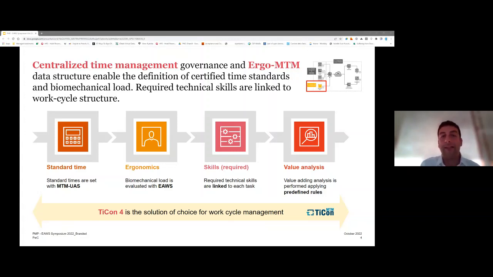A standard set of assignable skills is defined and follows the task whenever a rebalancing occurs. And finally, value-adding analysis is performed applying the same application rules across the organization. So all of these steps can be carried out in Tycoon 4, which is the solution of choice for work cycle management in our platform, and allows for a centralized time management governance that ensures the application of consistent standards throughout the organization.